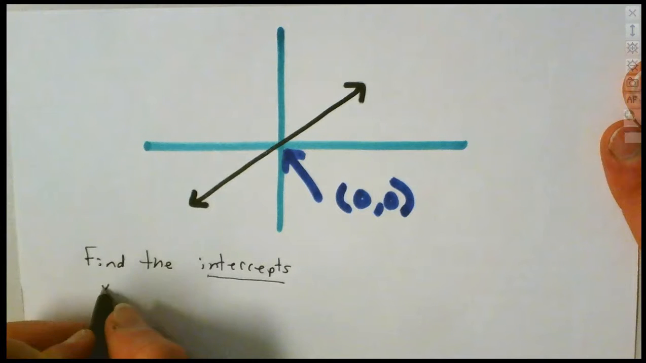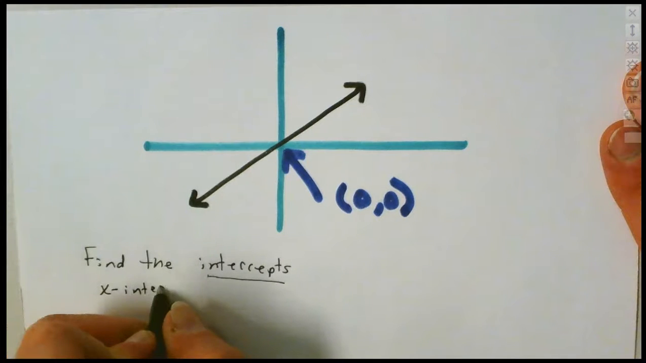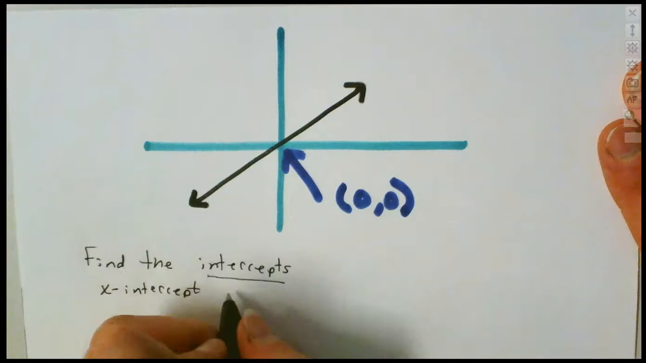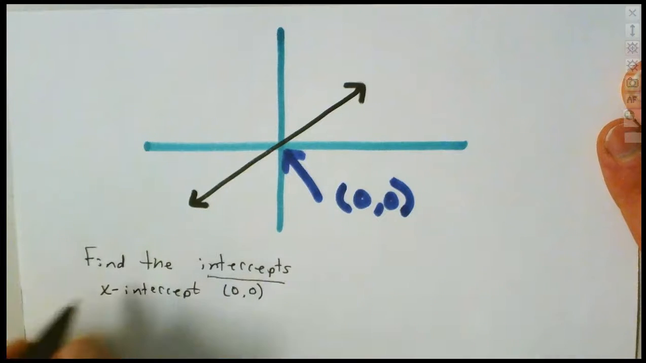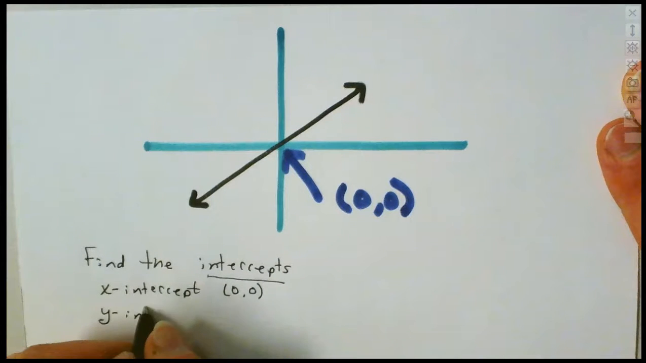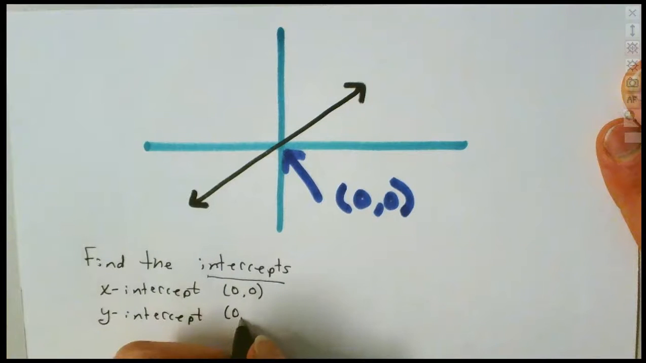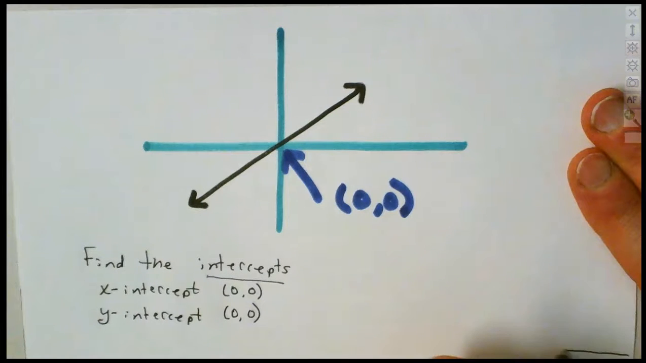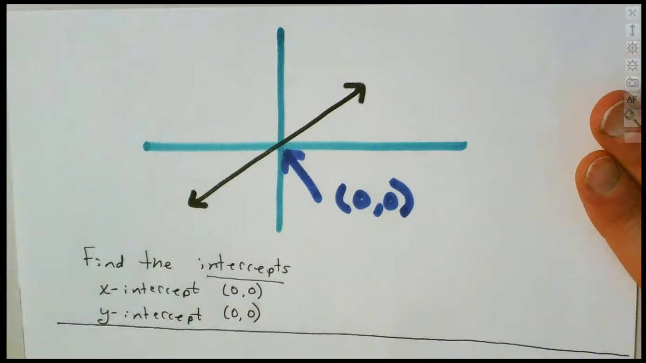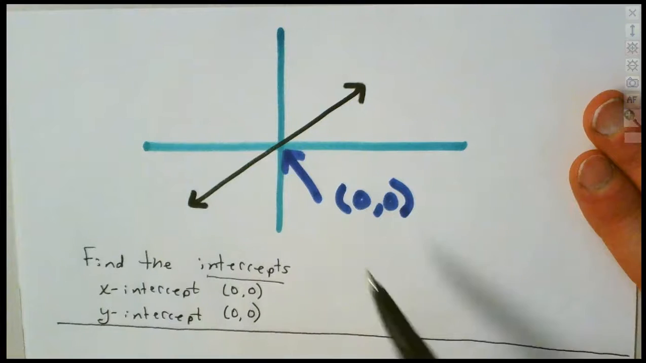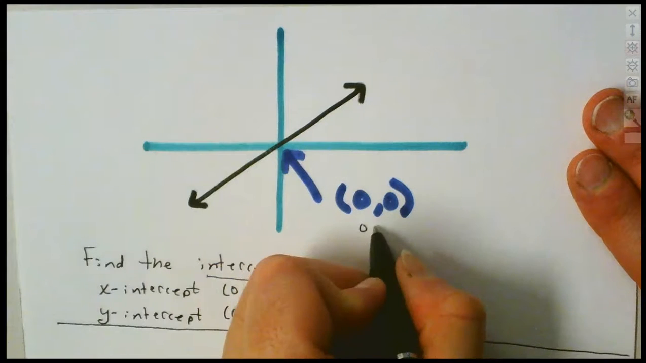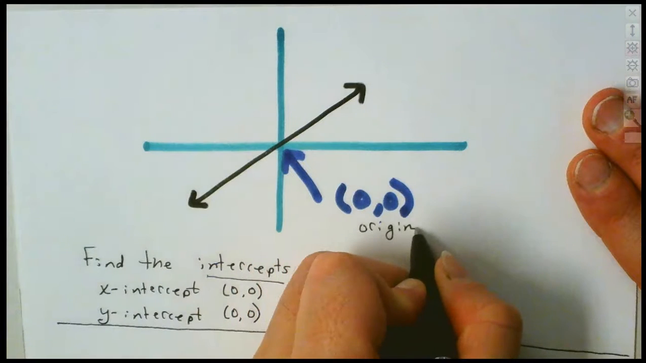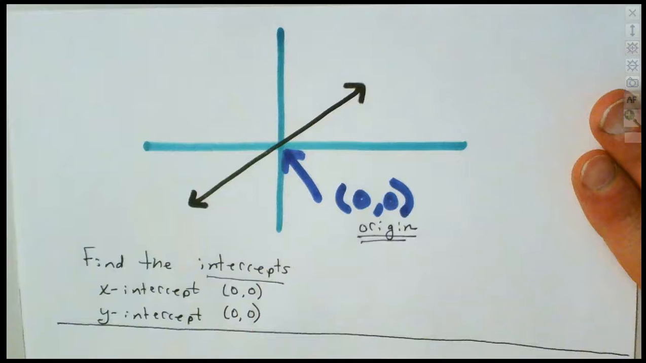So your x-intercept is 0, 0, and your y-intercept is also 0, 0. Your x and your y-intercepts are both at 0, 0, and this is what's called the origin. 0, 0 is called the origin.